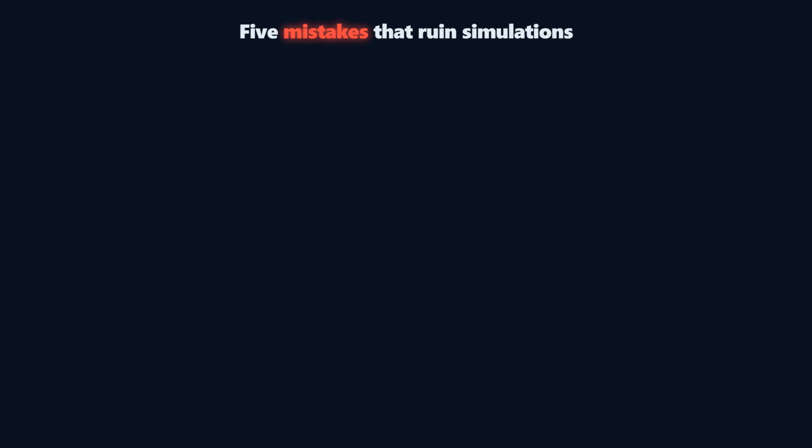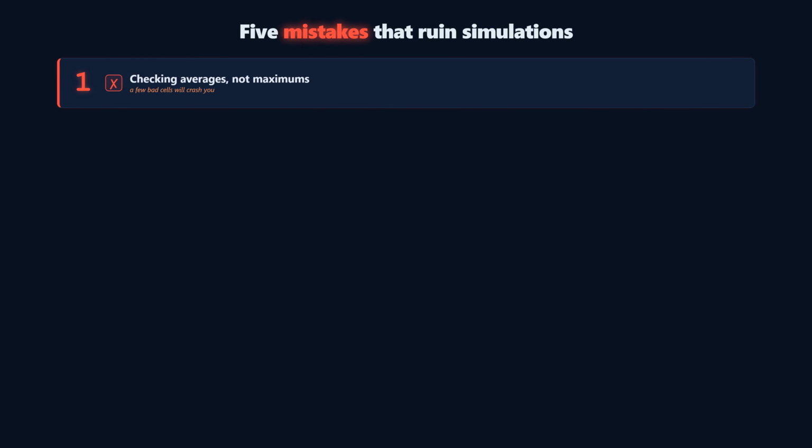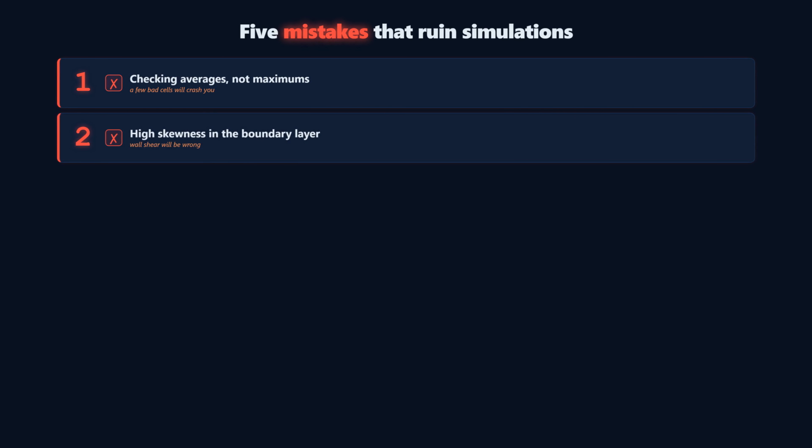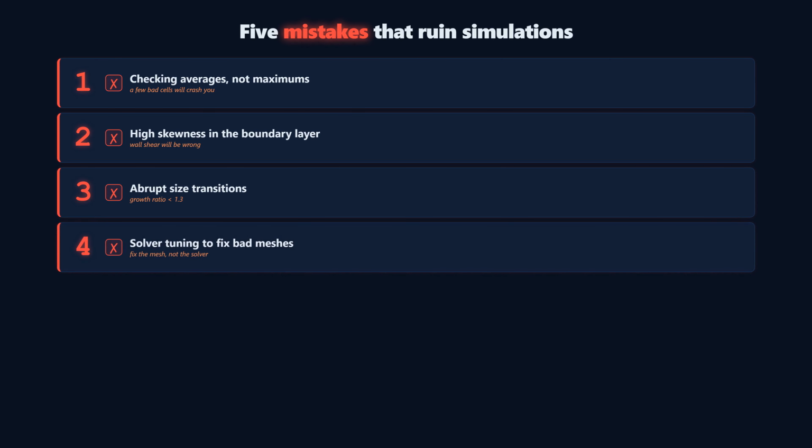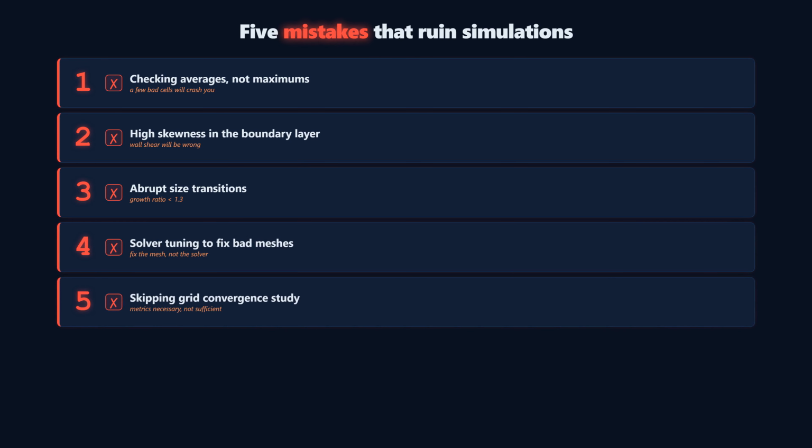Mistake 1. Checking averages instead of maximums. Your mesh histogram looks beautiful, but 5 cells with skewness above 0.98 will crash the solver. Always check the worst cells. Mistake 2. High skewness in the boundary layer. High aspect ratio near walls is correct, but high skewness is catastrophic. It corrupts wall shear stress and heat transfer predictions.